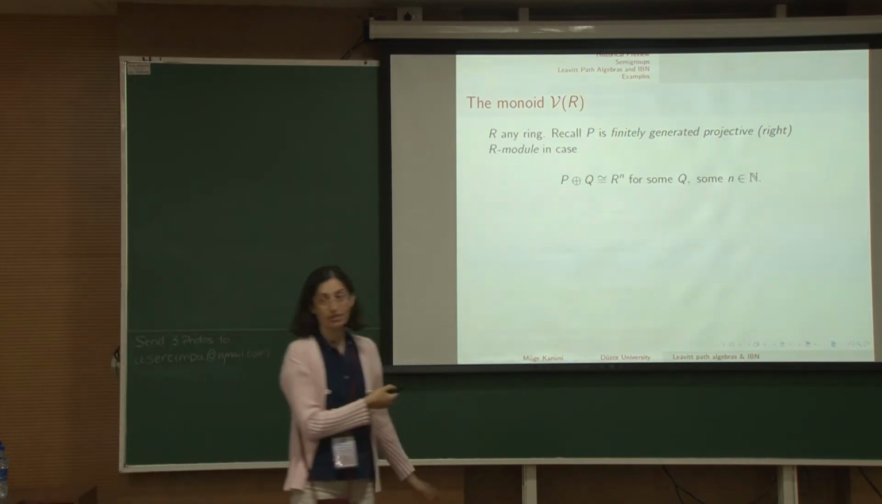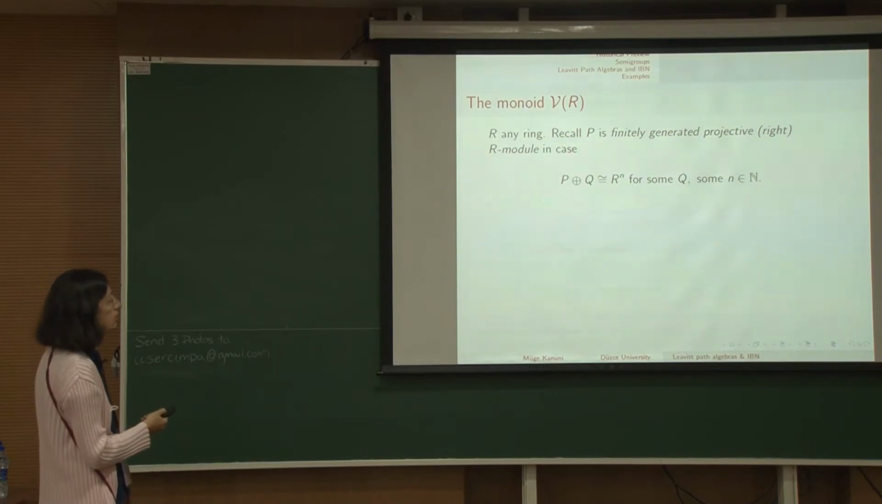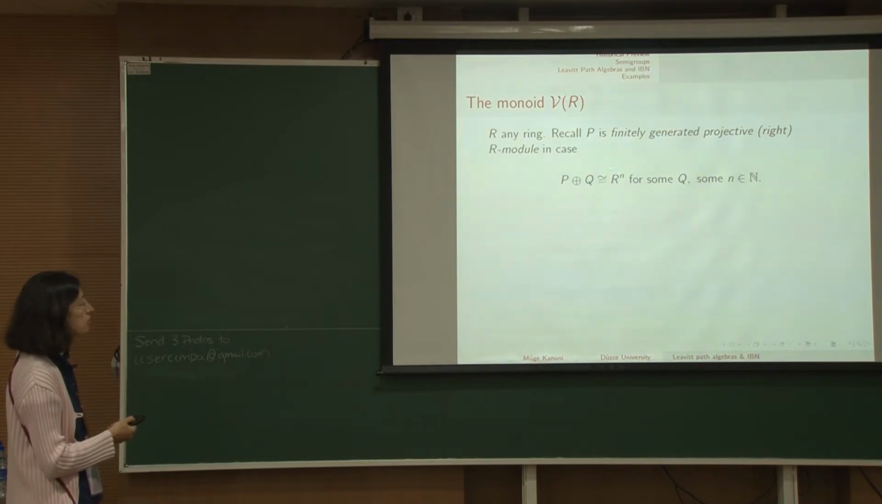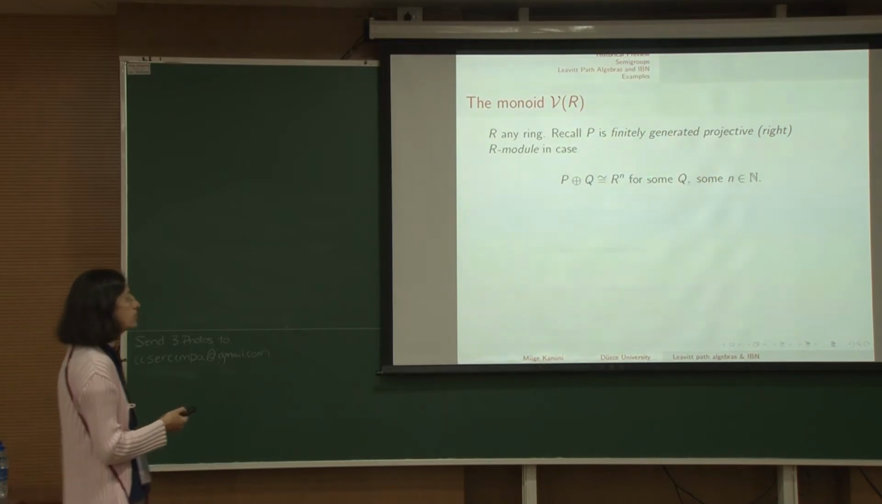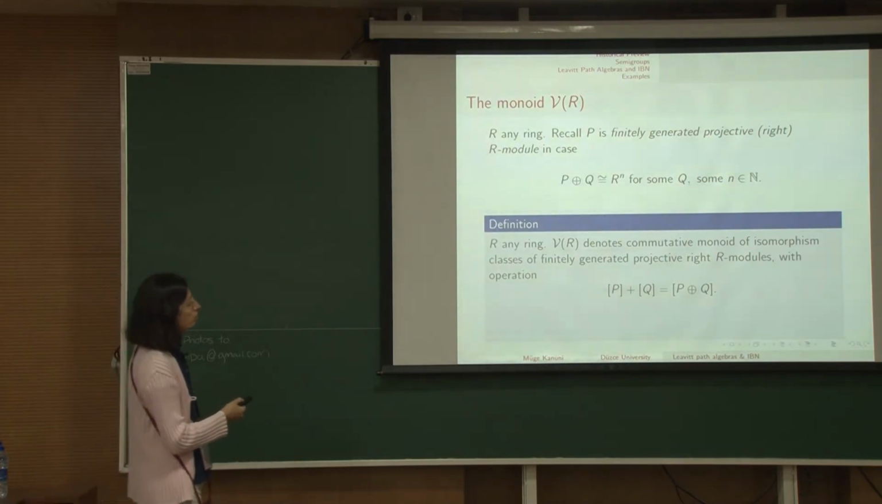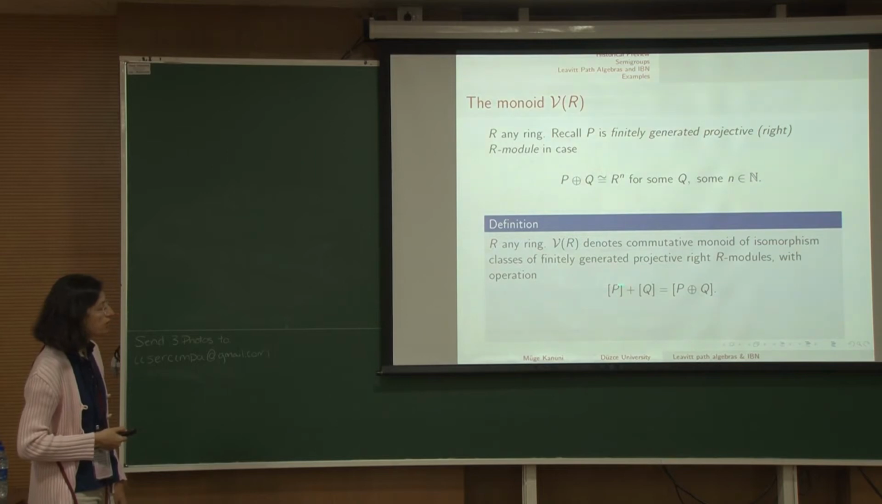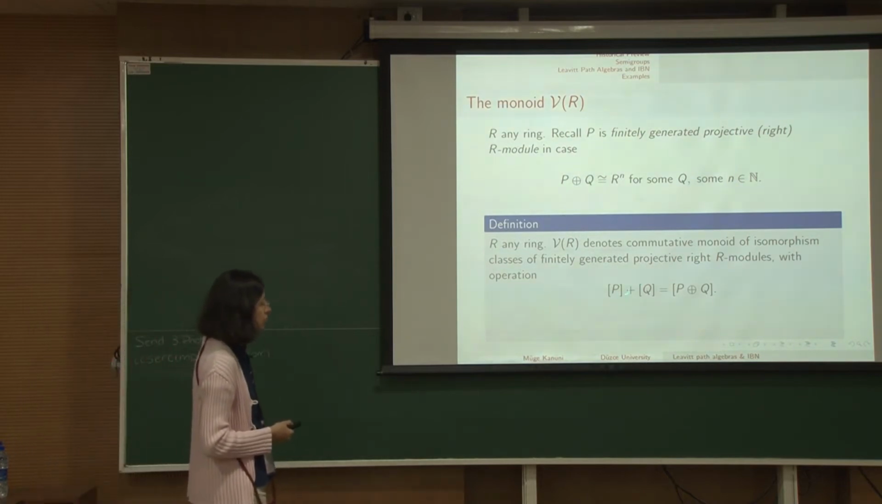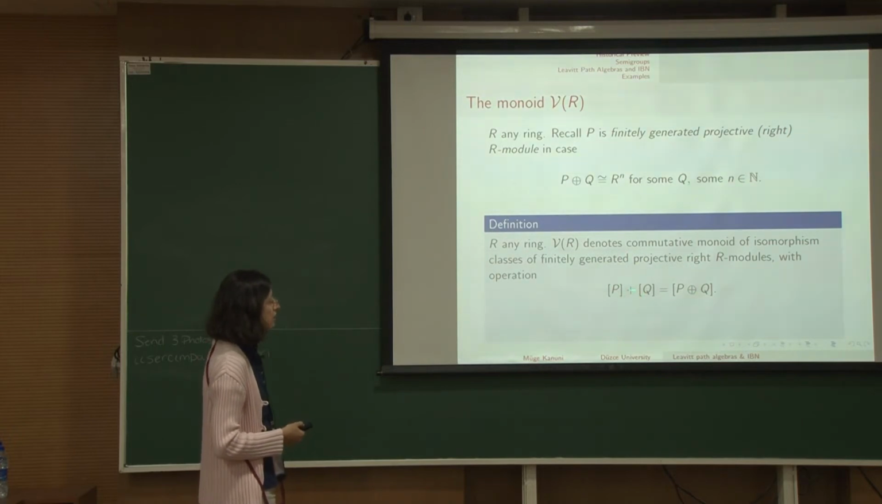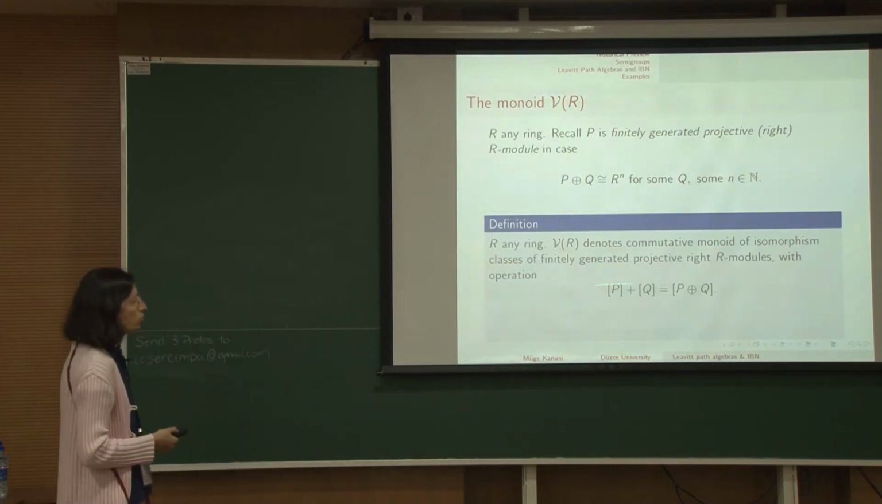I have exactly the same scheme, but it doesn't hurt to go through that. For any ring R, P is a finitely generated projective right R-module in case you have another right R-module Q such that P direct sum Q is some integer number of copies of R. And then we take the isomorphism classes of each finitely generated projective R-module. I denote the isomorphism classes by the bracket. So [P] is the isomorphism class of the finitely generated projective right R-module P. And we take the direct sum of P and Q as our addition, so this operation makes V(R) a monoid.